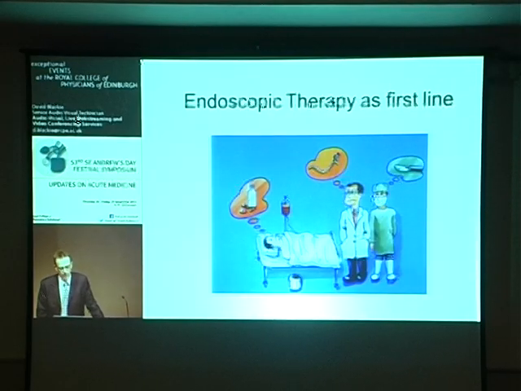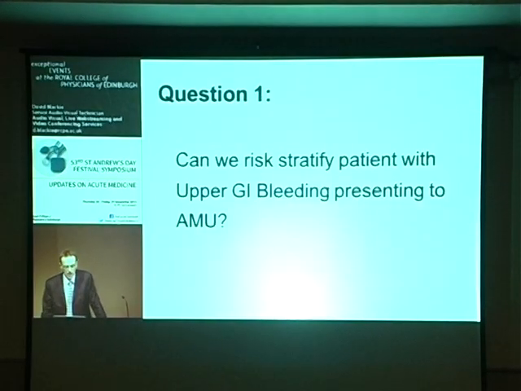Now, there are several issues to this, and we're going to address these in part with a series of 5 questions. The first issue, of course, is whether we can actually improve the front door care, and by that I include medication access surgery. So the first question, how do we risk stratify patients?